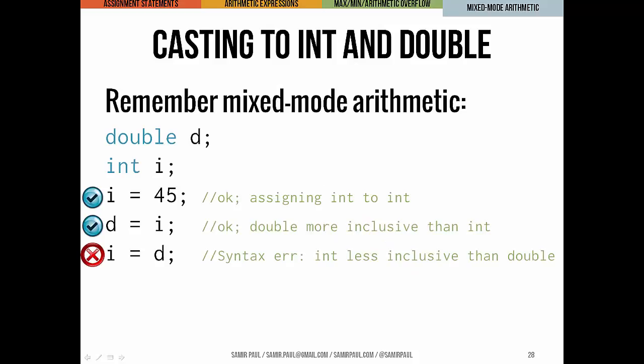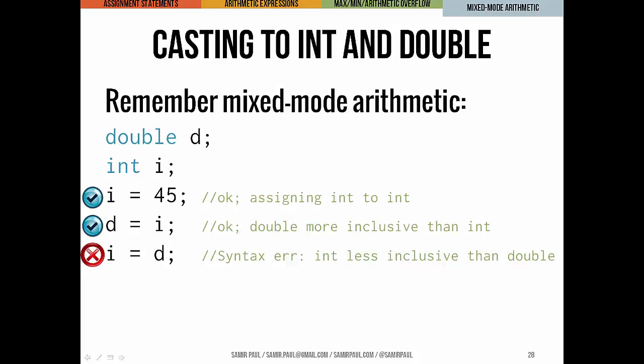We have a double D. We have an int I. I gets initialized to 45. And that makes sense. That's fine because we're taking an int literal and putting it into an int variable. Good. D, that double, gets the value of I. Okay, I is an int, and it's going into a double. That's fine too, because double is more inclusive than int.